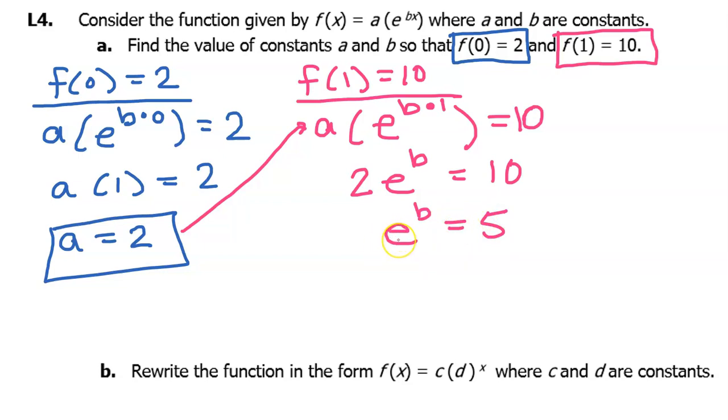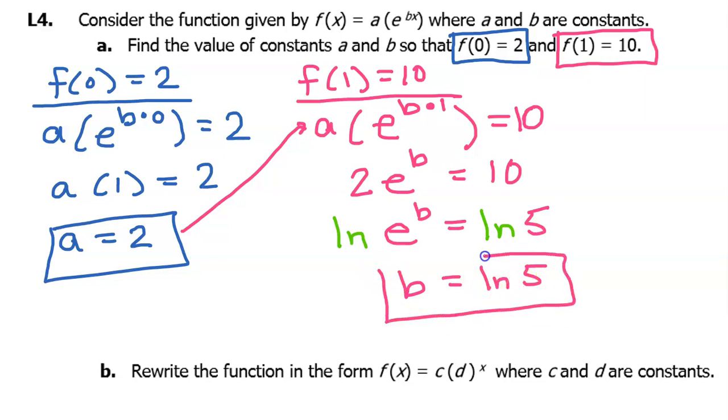I can get rid of this e by taking the natural log of both sides. Let me create a little space for myself so you can really see what I'm doing. I'm going to take the natural log of both sides of the equation. These are inverses, so natural log and base e cancel each other out. So that will leave me with b equals the natural log of 5, which is just a constant. So that's it. That's the exact answer.